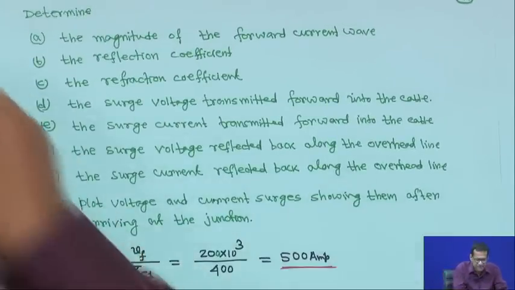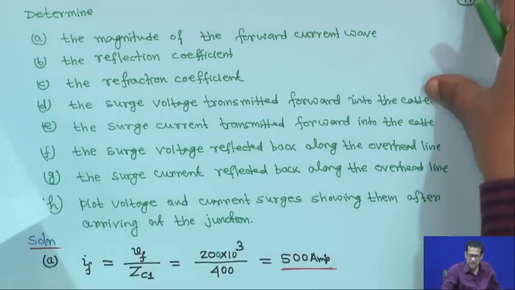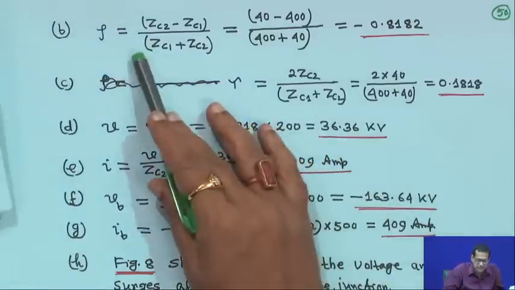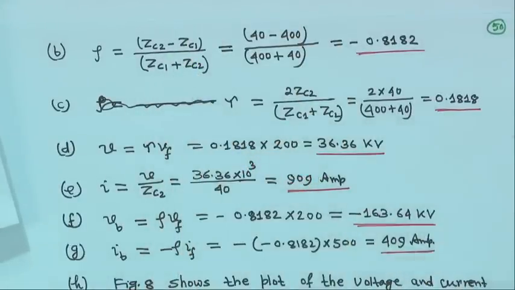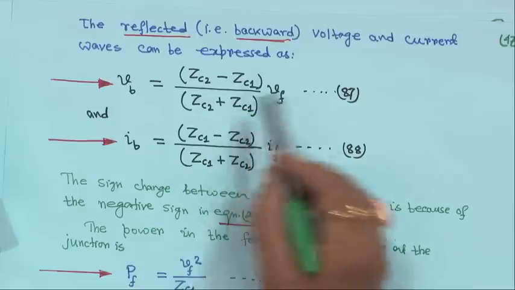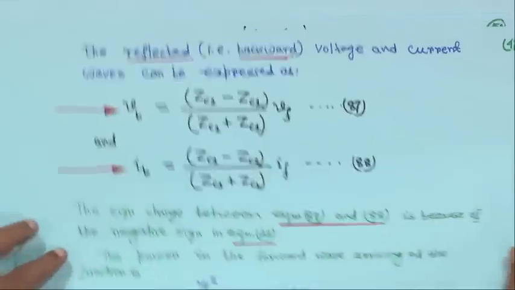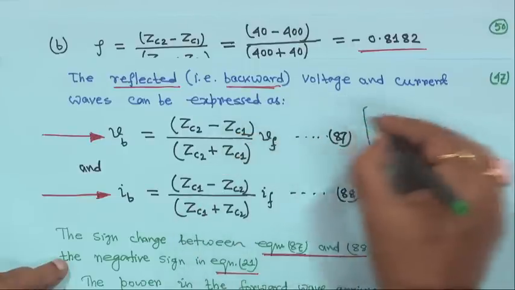Now, part B is the reflection coefficient. Very easy, you know the formula that I just showed you: rho is equal to ZC2 minus ZC1 divided by ZC1 plus ZC2. That is equation 87. These are understandable to you from equation 87. This is actually the reflection coefficient. If you have any doubt, in brackets you can write down, this is the reflection coefficient.